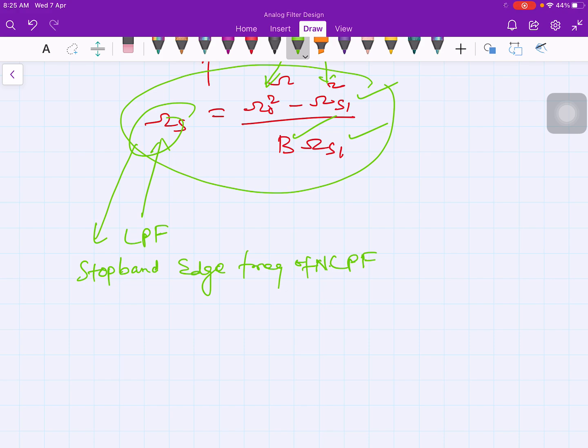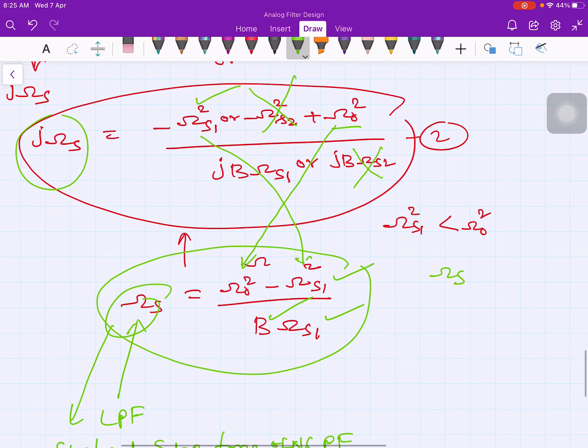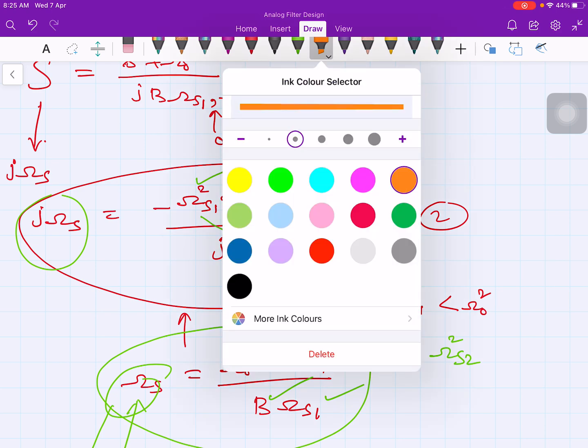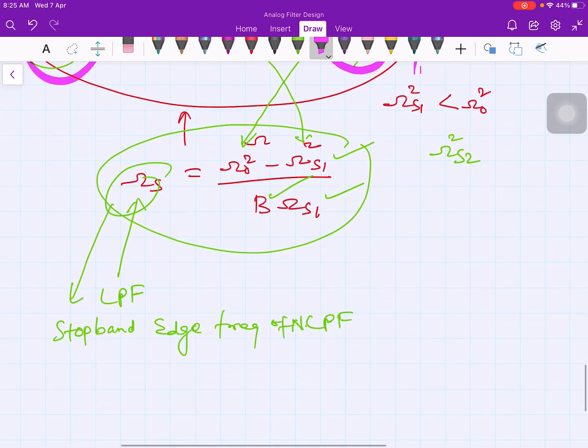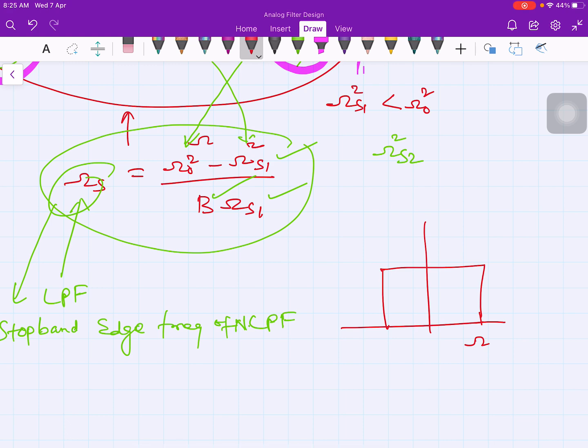Okay, so I don't want the negative frequency. See, I did not consider this omega s2 square in this expression. Let me use some other color. I did not consider this. Similarly, in the denominator also I did not consider this. If you consider omega s2 square in the numerator, and omega s2 in the denominator, then this would have been negative. Even if it is negative it doesn't matter, because if you take an ideal low pass filter, then the ideal low pass filter would be like this, isn't it? This is, let's say, omega s, minus omega s.